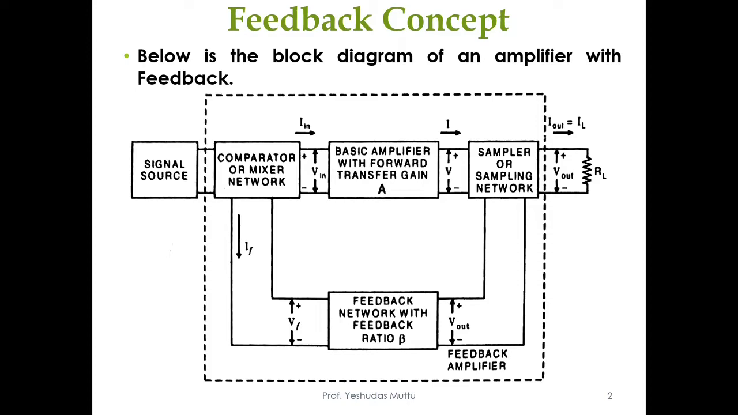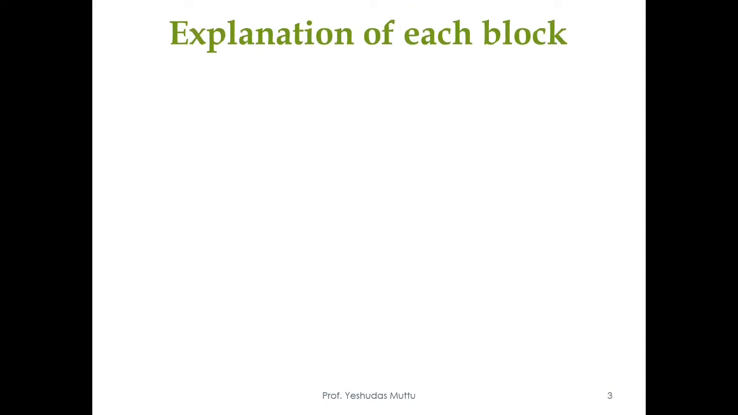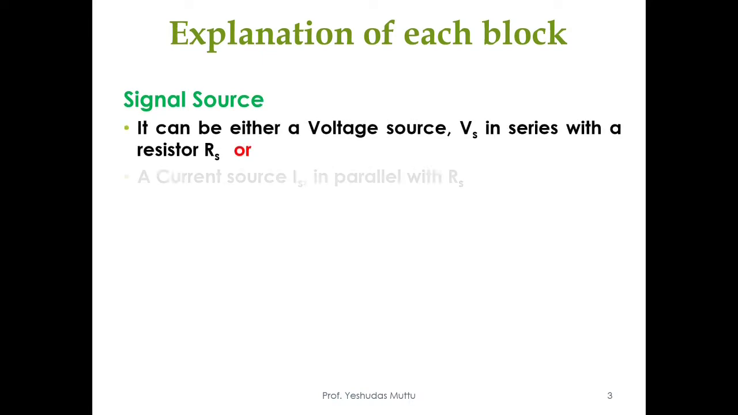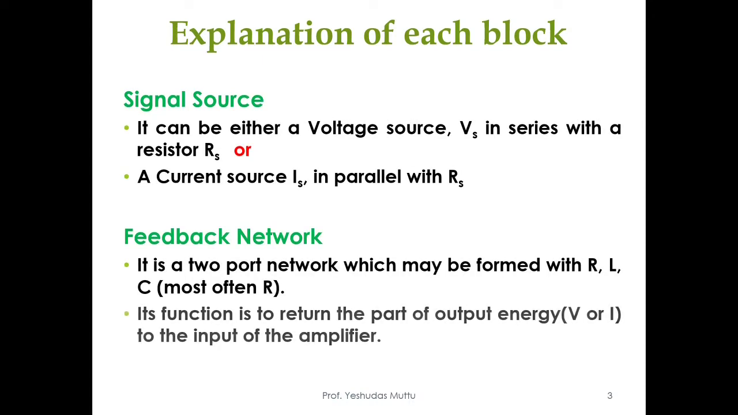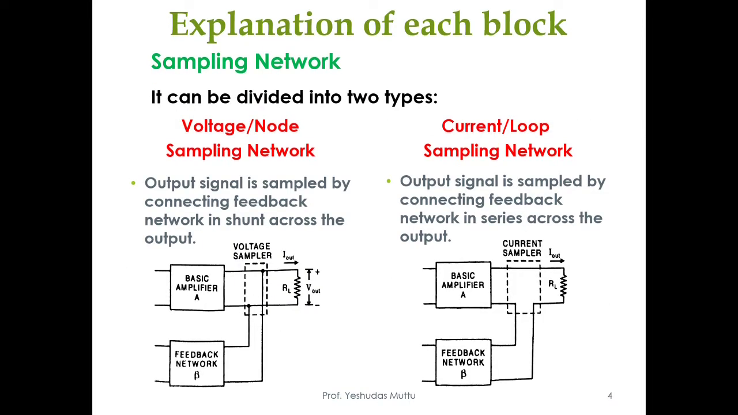Now let us try to understand the sampler and the comparator in detail. This already I have discussed with you all. You can just go through it. Coming to the sampling network which is present in the output, it can be divided into two parts, that is voltage sampling network and current sampling network. Just have a look at these diagrams. It will be clear to you all.